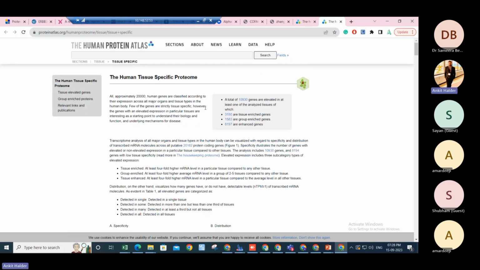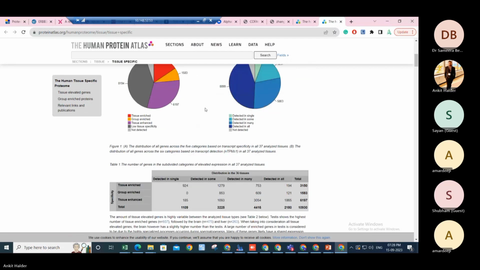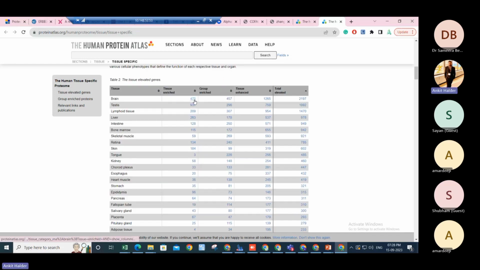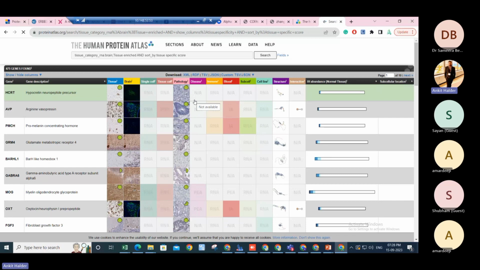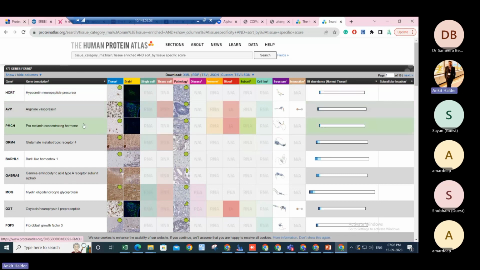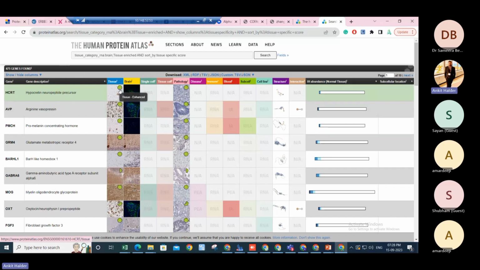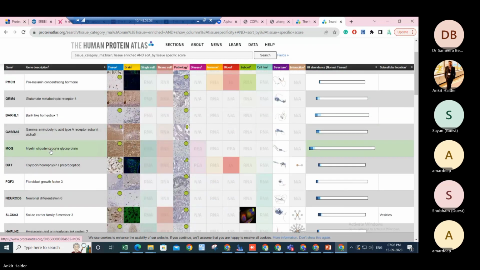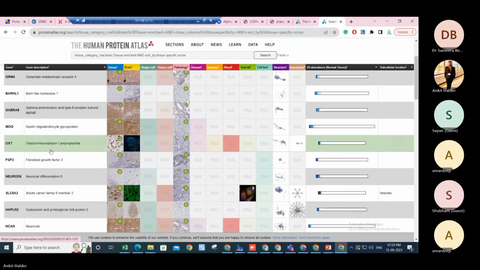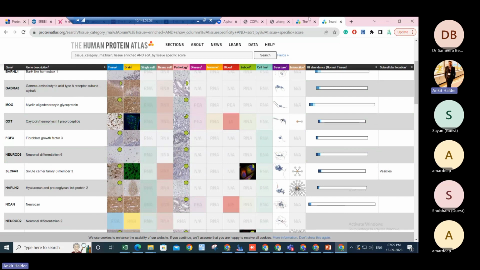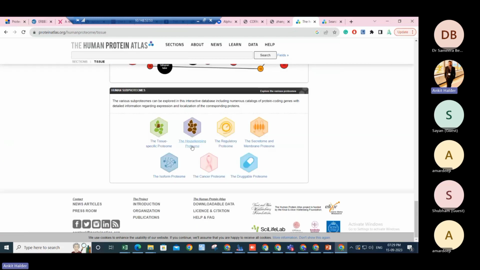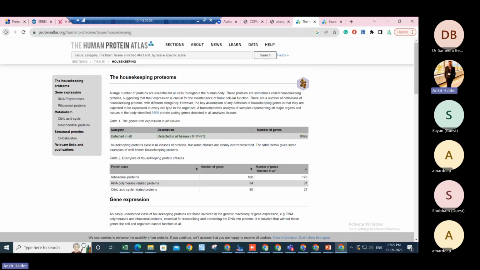In the human tissue specific proteome, the brain tissue enriched, you can see that 75 genes are found which are enriched in the particular tissues, enhanced, pathology enhanced. Okay, so now we'll look into one by one. Housekeeping proteome. So one second.